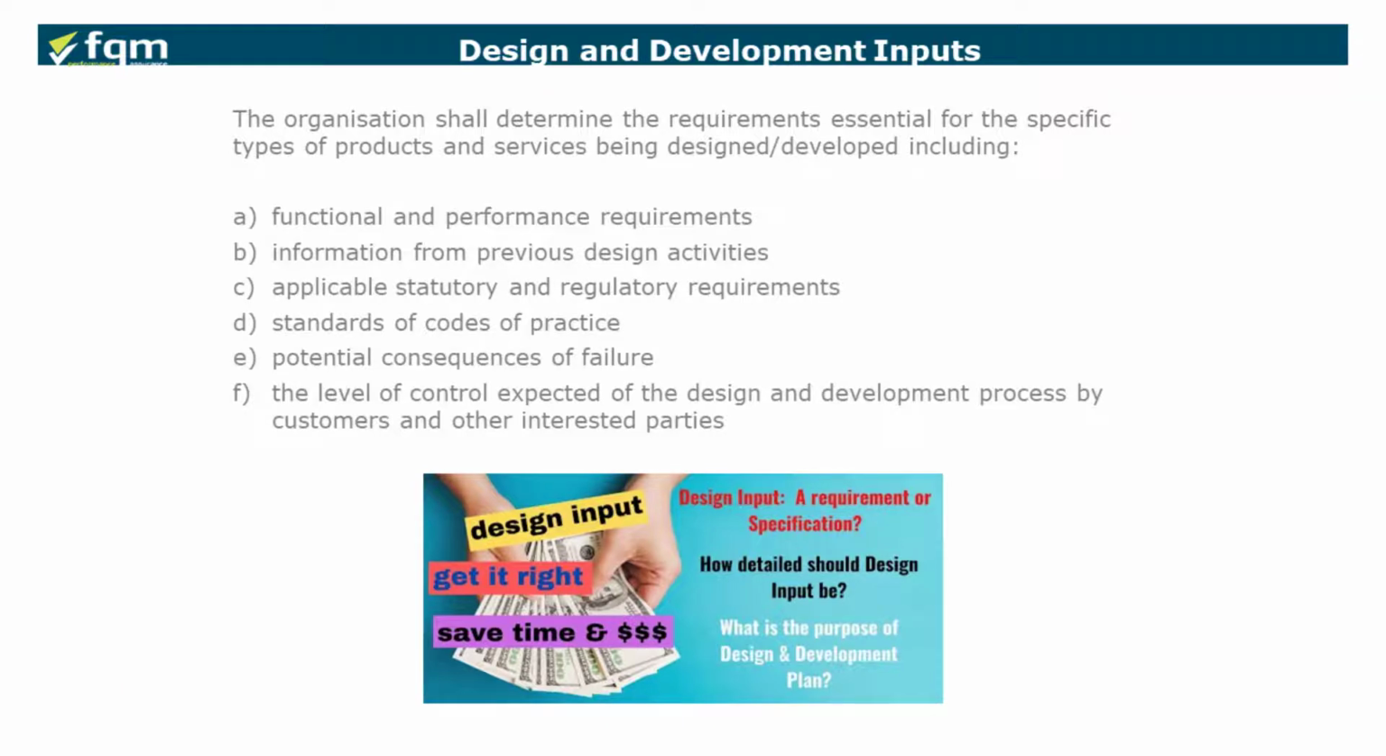And what we have to think about is information from previous design activities. So lessons learned from previous designs. Are we ensuring that we bring them forward? Again, your statutory and regulatory requirements and your codes of practice. And at this stage, you've got to think about the inputs of the consequences of failure. So if that design does not meet the requirements, how do you control it so that it doesn't go any further? So that when you see this failure occur, how you control and step back.